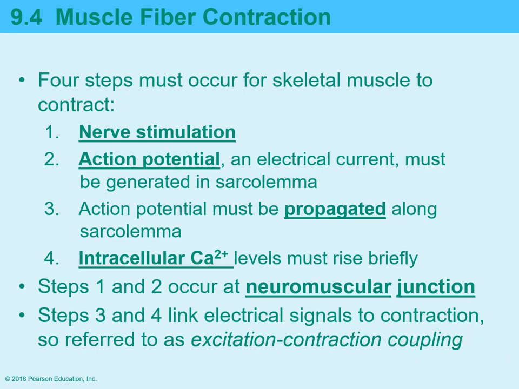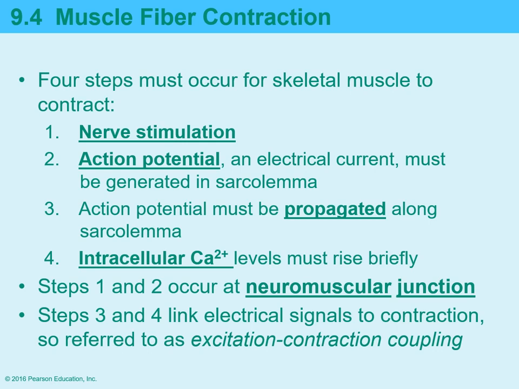So in order for a skeletal muscle to contract, we're focusing just on the skeletal muscles. First thing you're going to have to do is have a nerve stimulation. Second step is going to be action potential, which is an electrical current. It has to be generated on the sarcolemma, the cell or plasma membrane of that muscle fiber.